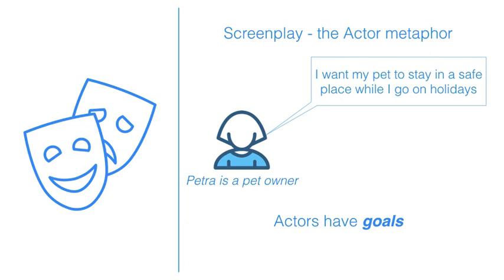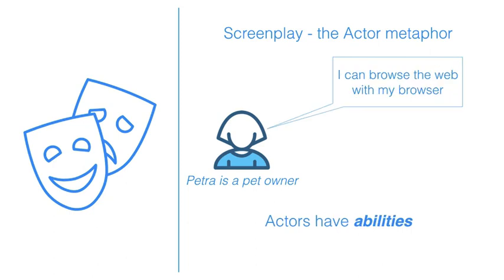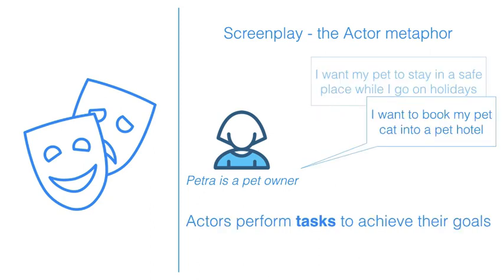So that's her goal. Actors also can have abilities. So Petra might be able to browse the web, or she might be able to interact with a REST interface or some other system. Now, to achieve her goals, Petra can perform certain tasks. Actors perform tasks if they want to achieve their goals. In this case, Petra might want to perform the task of booking her pet into a pet hotel.